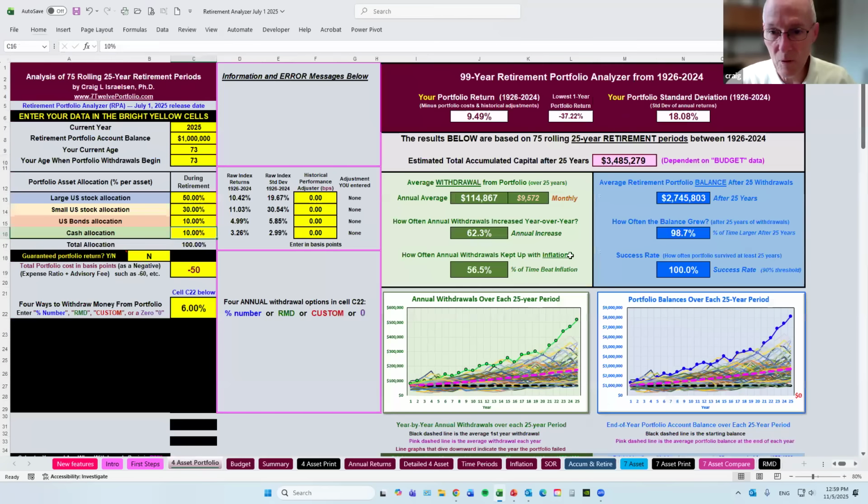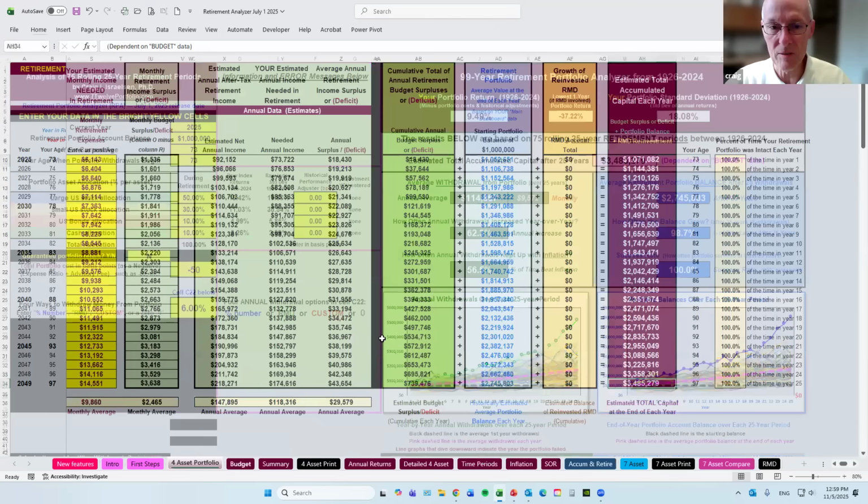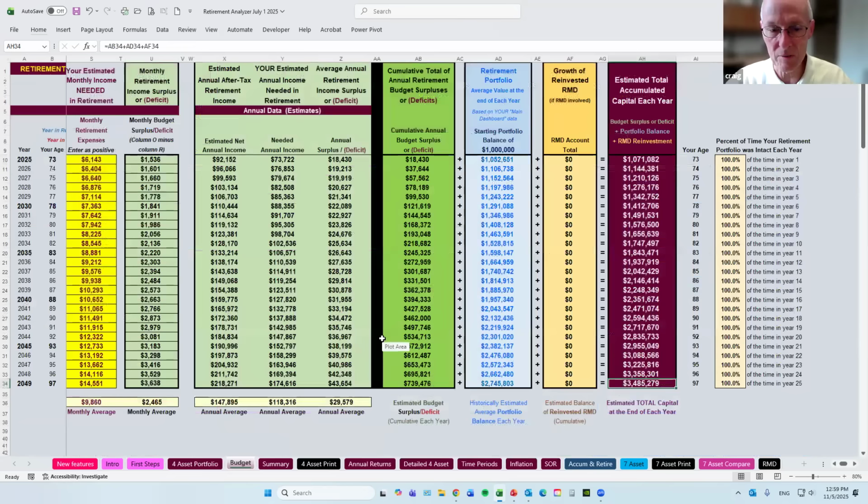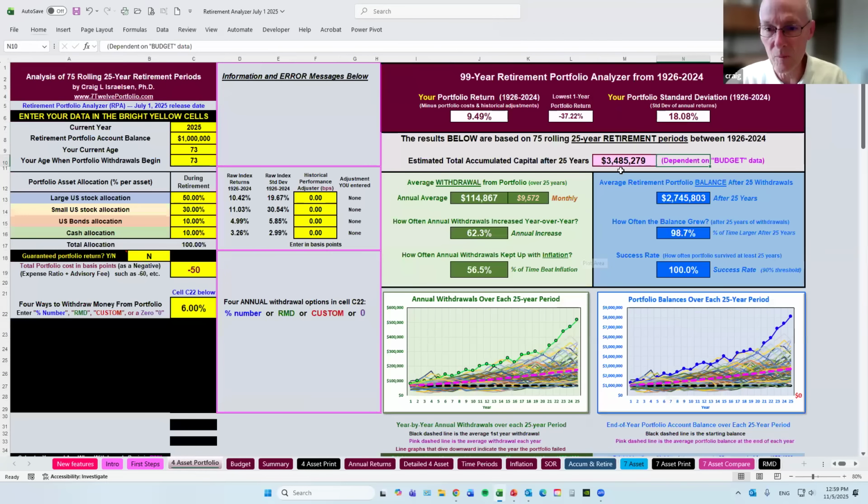When you come back to the 4-asset portfolio, there's that number right there. We didn't talk about it, but that's that number in pink. That number in pink is really an important figure because it's more holistic than just focusing on your portfolio. It's everything. It's your Social Security. It's your income stream combined with your portfolio, and then the note to the side: dependent on budget data. That's why I didn't talk about it before, because we had to enter the needed information in your quarter century budget to have that number right here be meaningful.